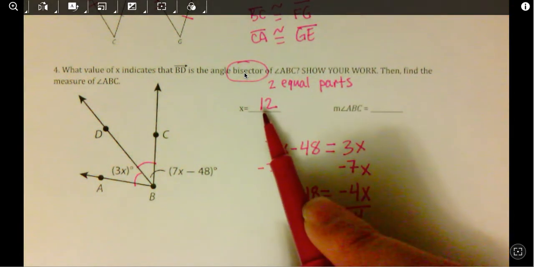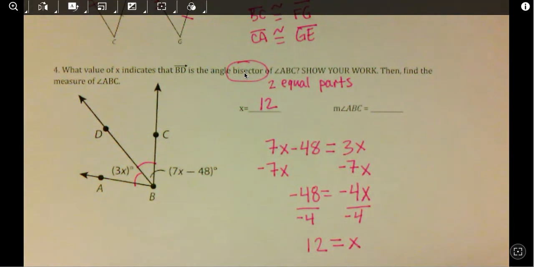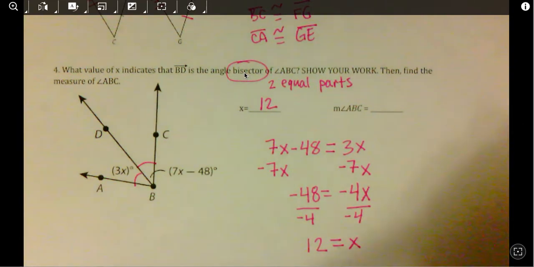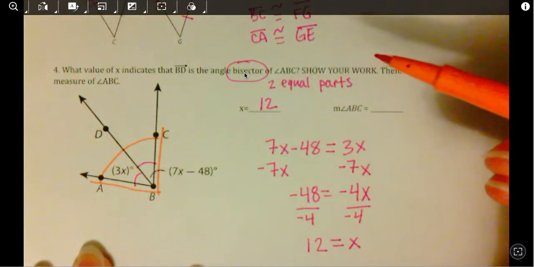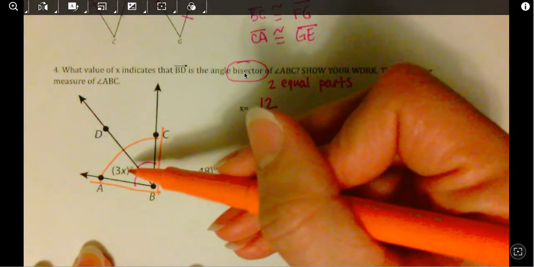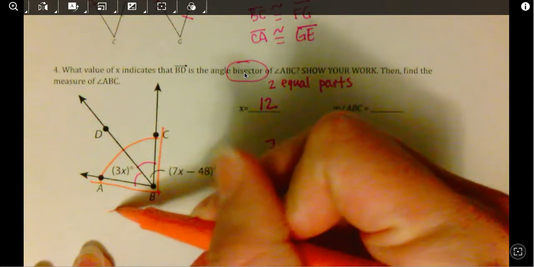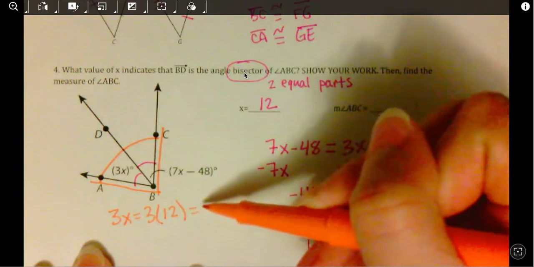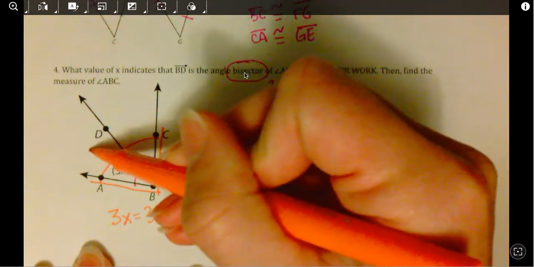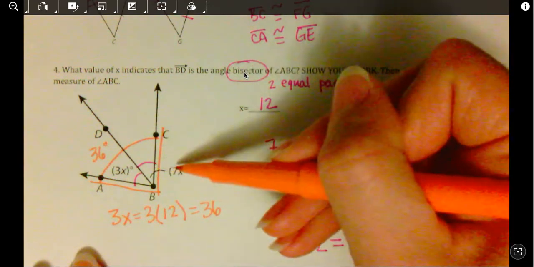But the question wants you to not only solve for x, but also to find the measure of angle ABC. If you follow A, B, C, that's the whole angle. So you're going to have to plug it in and then figure out what the whole thing together would be. 3x would be 3 times 12, which is 36. That's part of it. That's half of it. The other half should be the same.